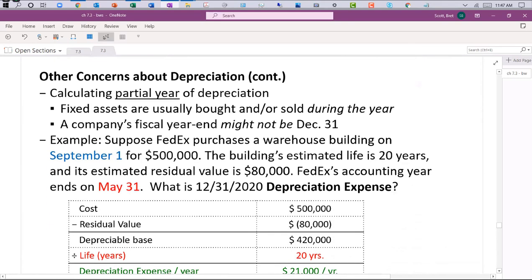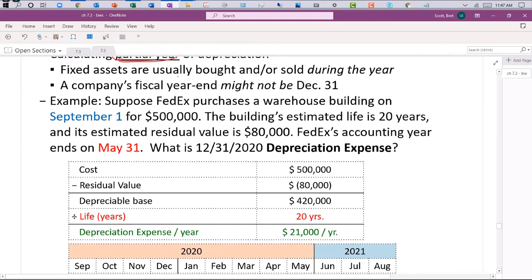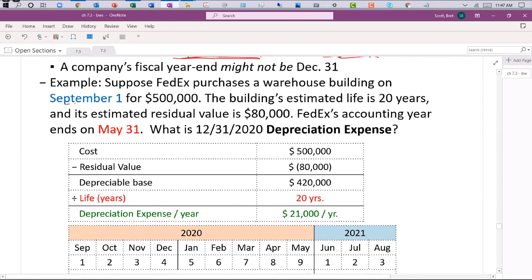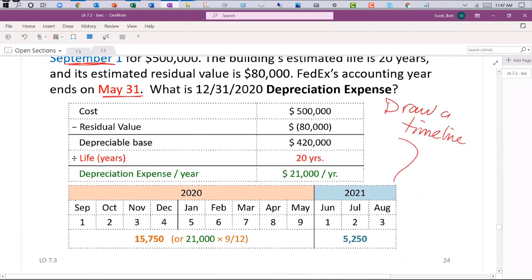First and foremost, what if we have a partial year's worth of depreciation? Realize that assets are usually bought and sold during the year, not the beginning of the year, right? So assume that FedEx purchases a warehouse building on September 1st and their fiscal year end is May 31st. Well, draw a timeline, right? Save yourself some frustration by drawing a timeline, okay? If we buy it September 1st and then go all the way to May 31st, how many months' worth of depreciation are we going to recognize? It's actually going to be 9/12.